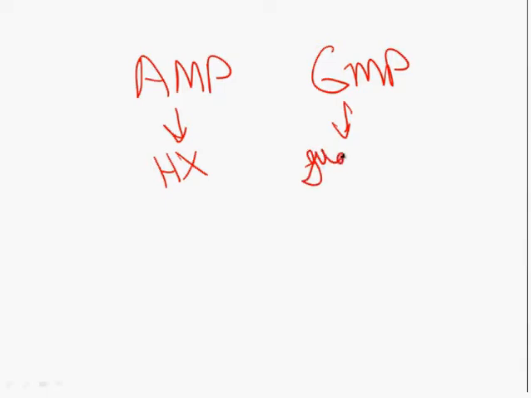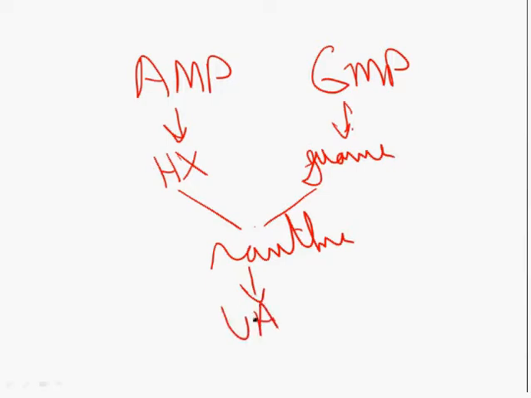Remember that important breakdown products from the purine pathway will be AMP and GMP. The AMP will then be broken down into hypoxanthine, and the GMP will be broken down into guanine. And of course, the hypoxanthine and the guanine can eventually result in the formation of xanthine, and the xanthine can eventually result in the formation of uric acid.